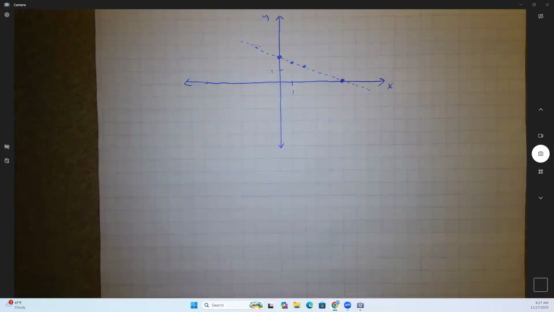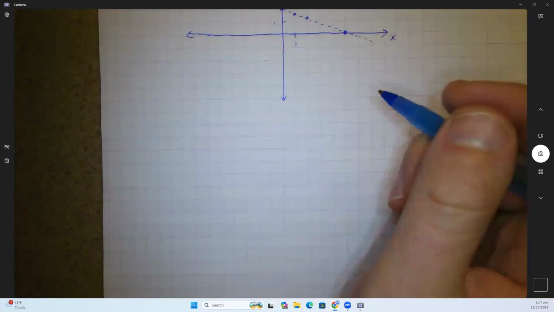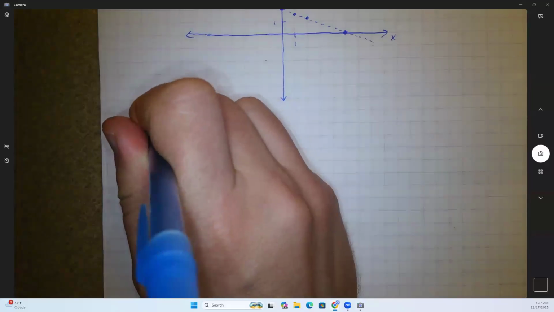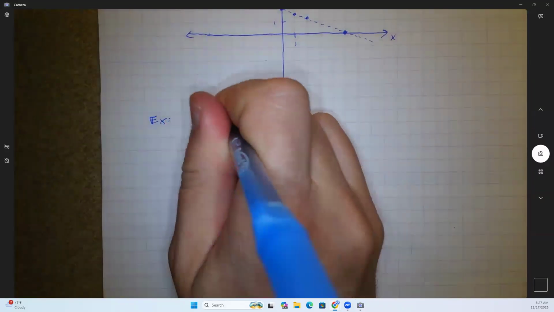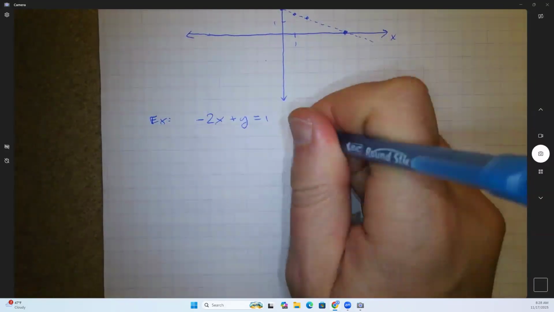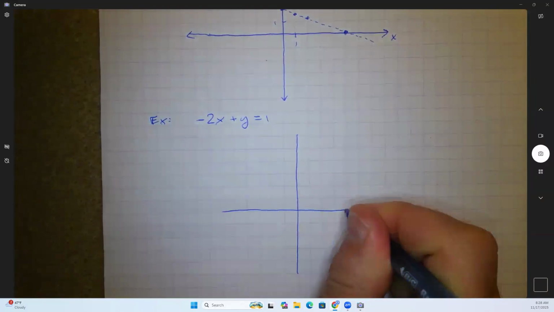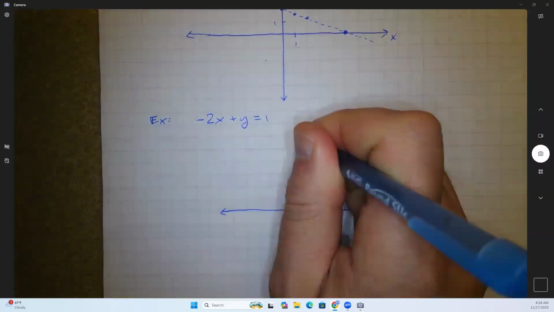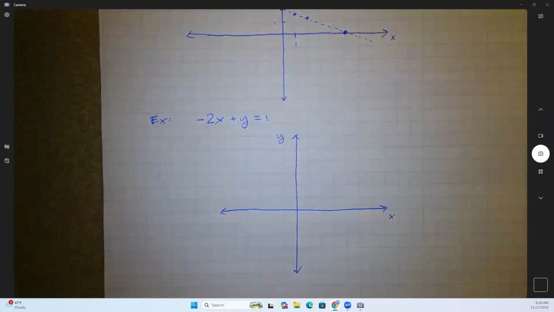Okay. Let's see. One last example. What if we have a picture first? Let's look at an example here where I have minus 2x plus y equals 1. And then I give you a couple points and I ask which points satisfy this equation.